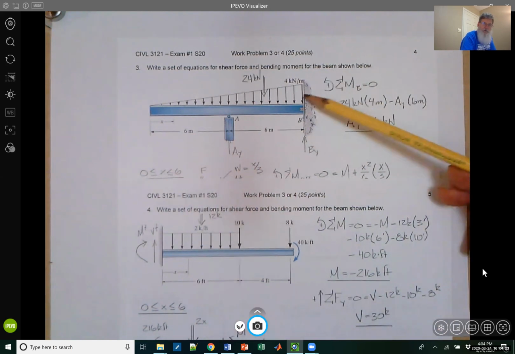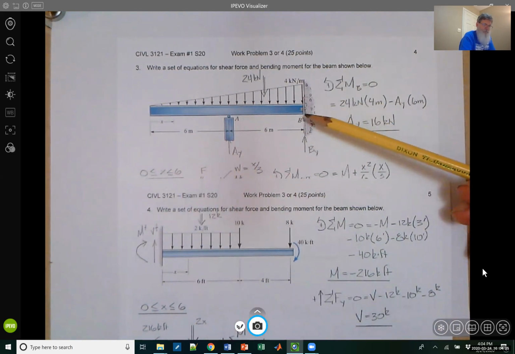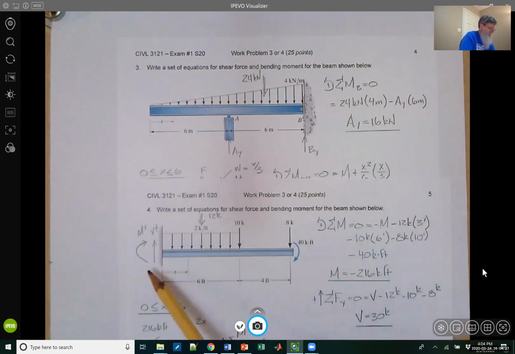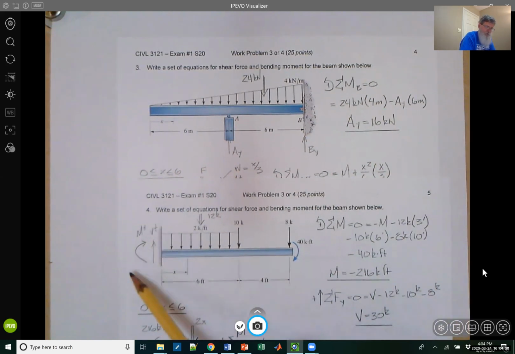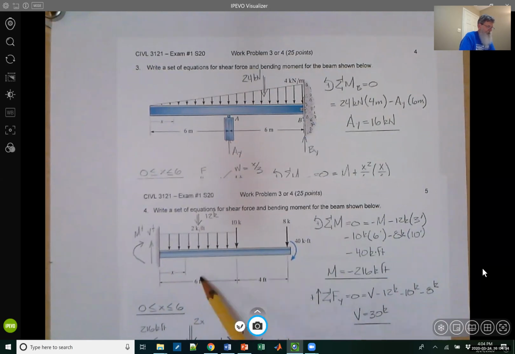It's a pin, a little less work to find reactions at a pin. Problem 4, I got shear and moment. It's a little more work, but again, discontinuous load, so I have 2 locations. I'm not sure which of these problems would be that much easier.